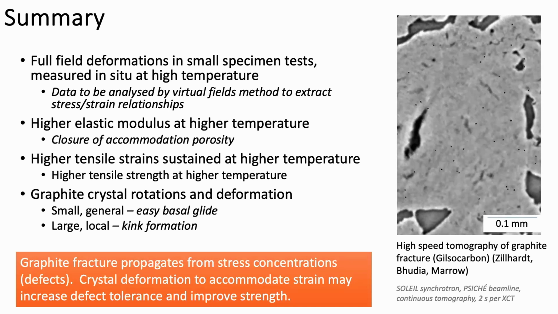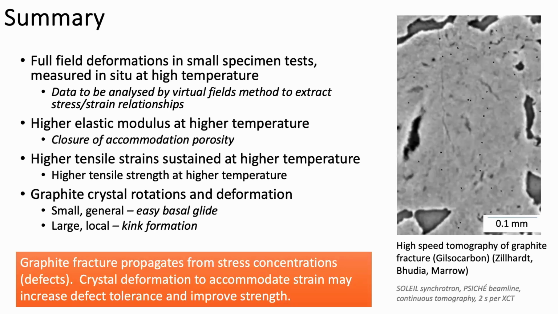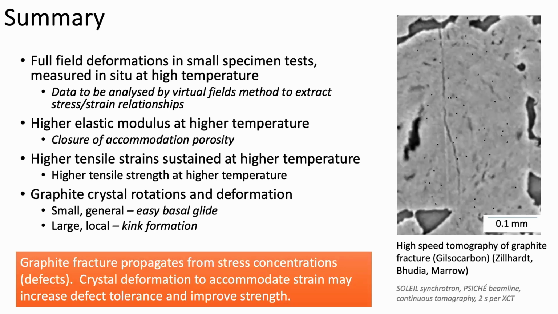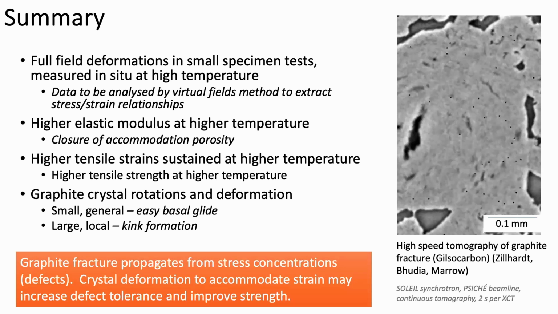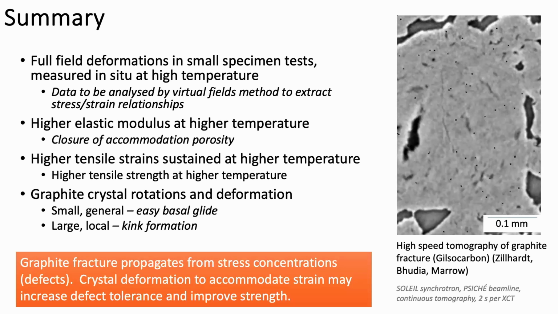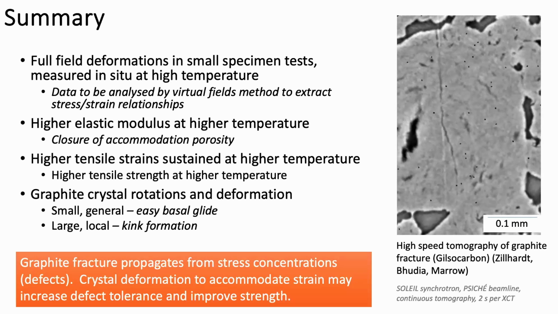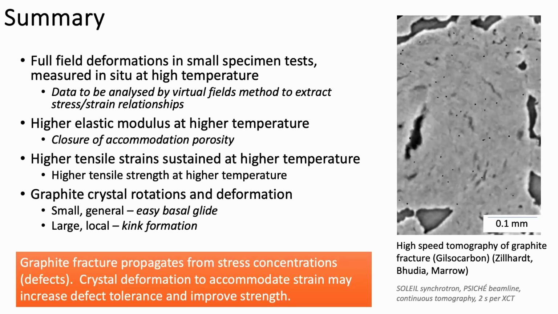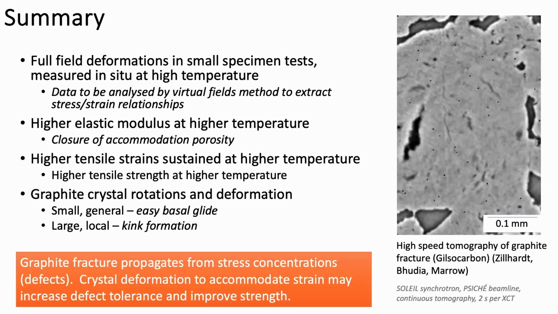We've shown that we get higher tensile strains at high temperature. Again, that's consistent with the observation of higher strength. And we've shown these crystal rotations, the small and general ones because there's basal glide Taylor effect, and then these local effects of kinking. Why is this interesting for us? Well, this shows how graphite fractures.